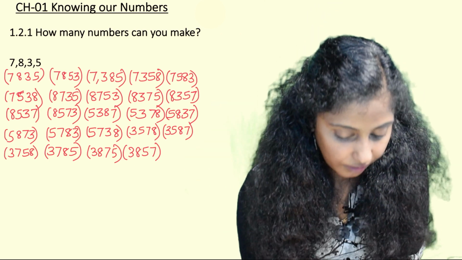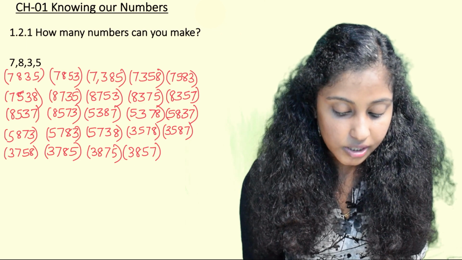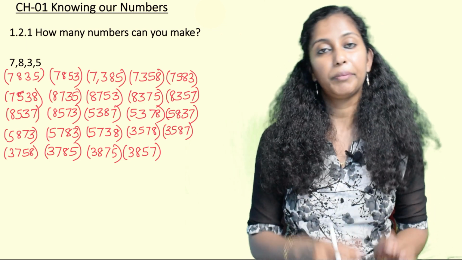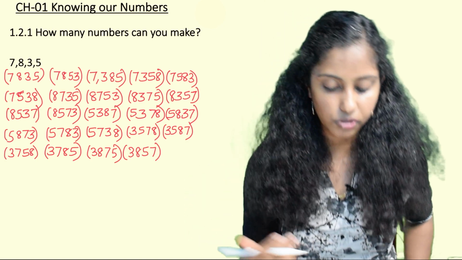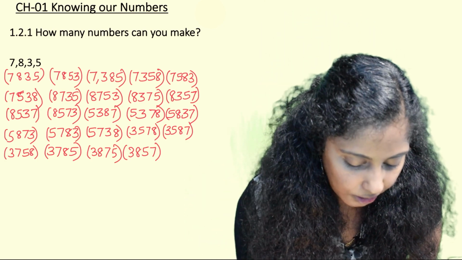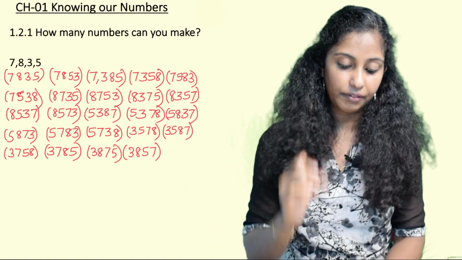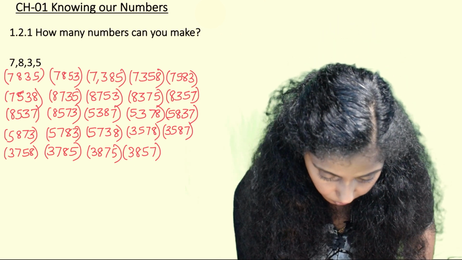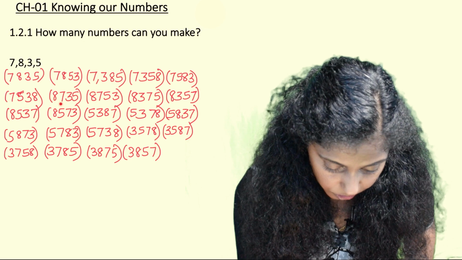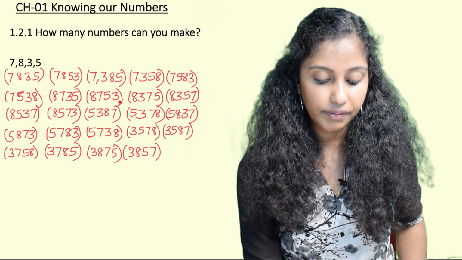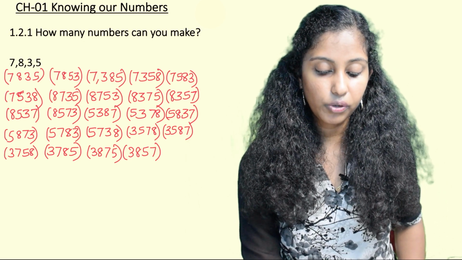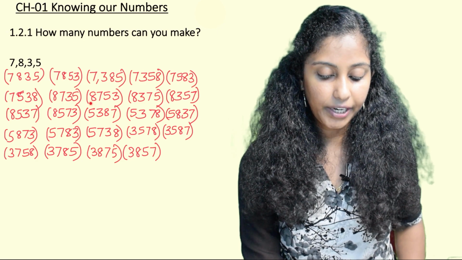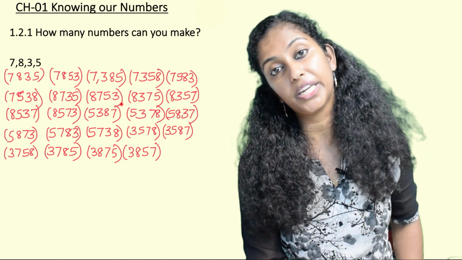Now again in this, if I see, 8700 is bigger as compared to 8500 and 8300. Again in 8700 I have got 8735 and 8753. So in these two, if we compare, you will see that 8753 is the biggest number.